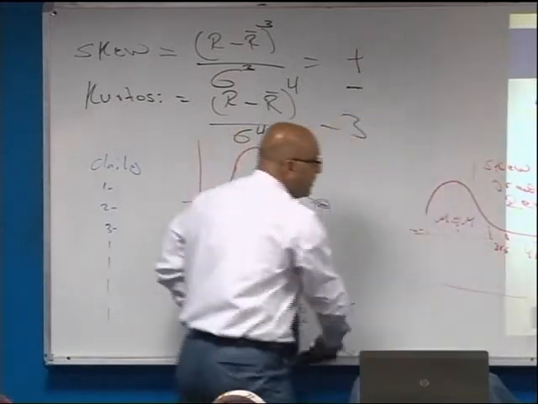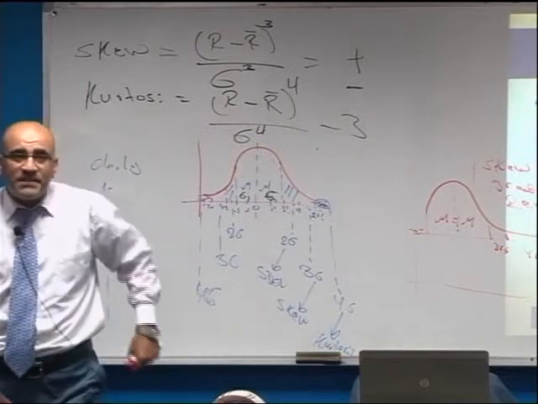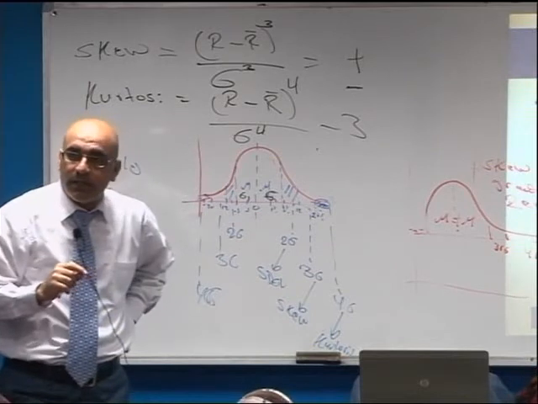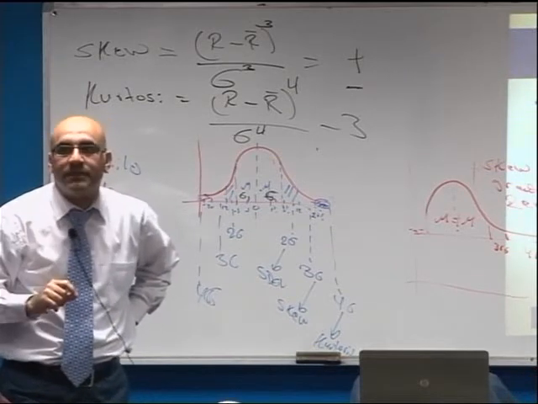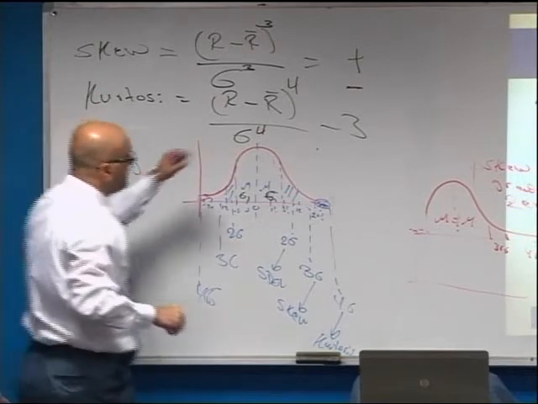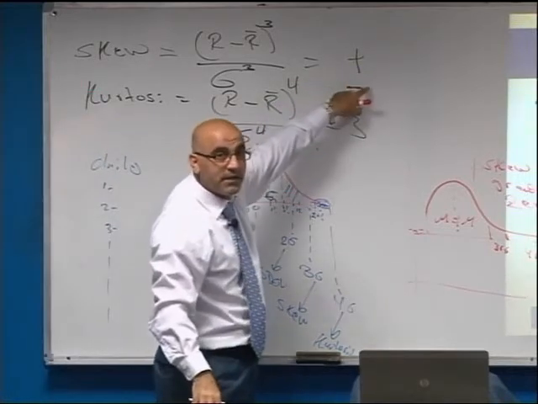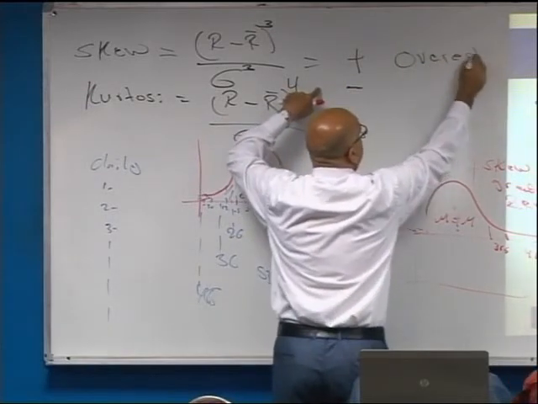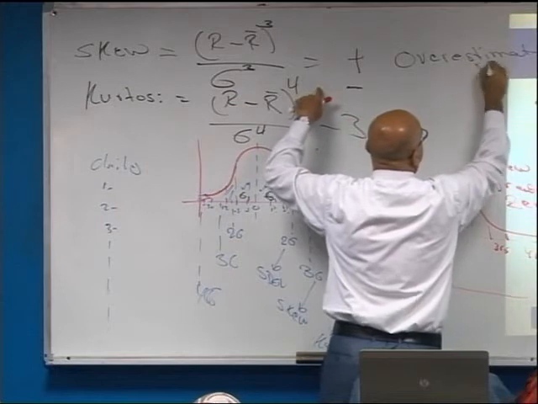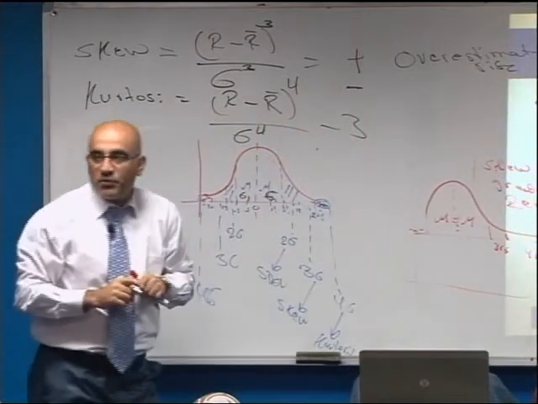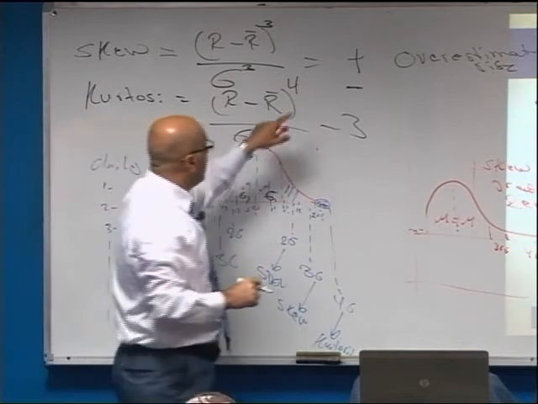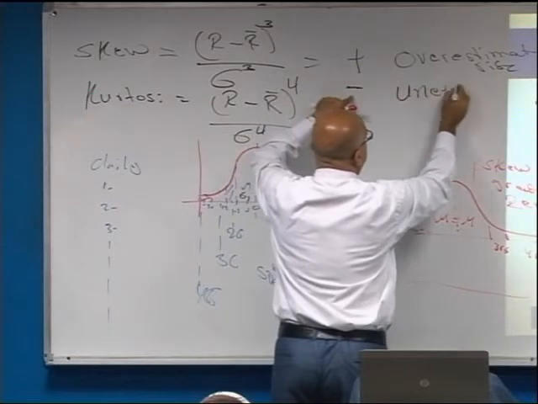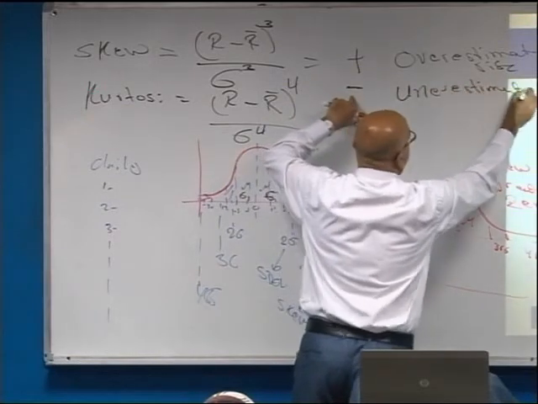Why is this important to the investors? This is a very important point. If the curve is skewed to the right, it means people overestimate risk. If the skew is negative, it means people underestimate risk.